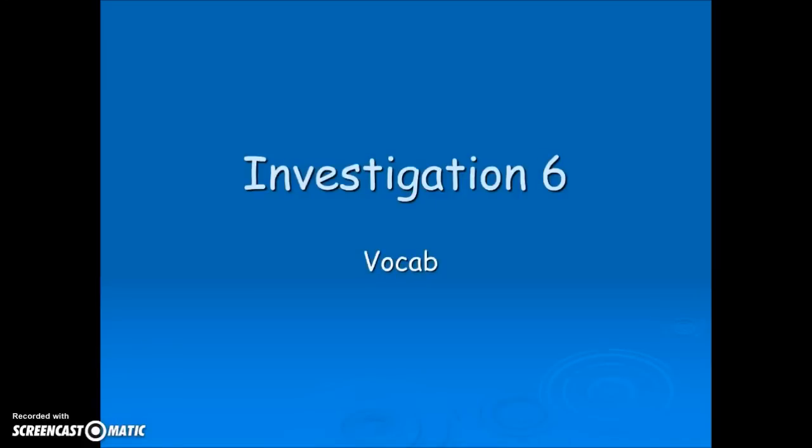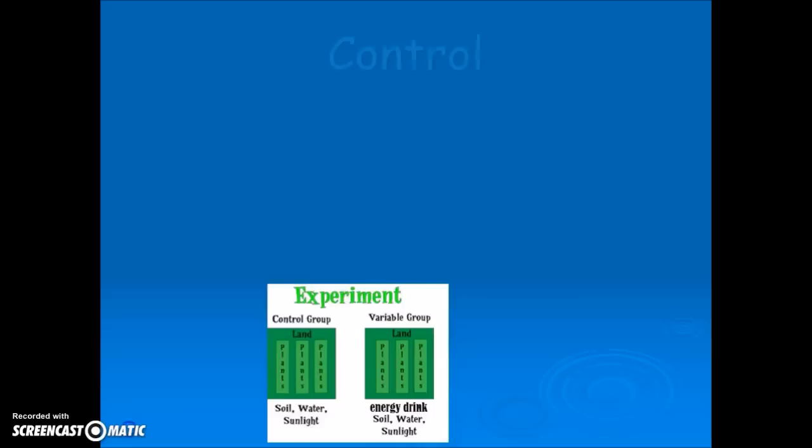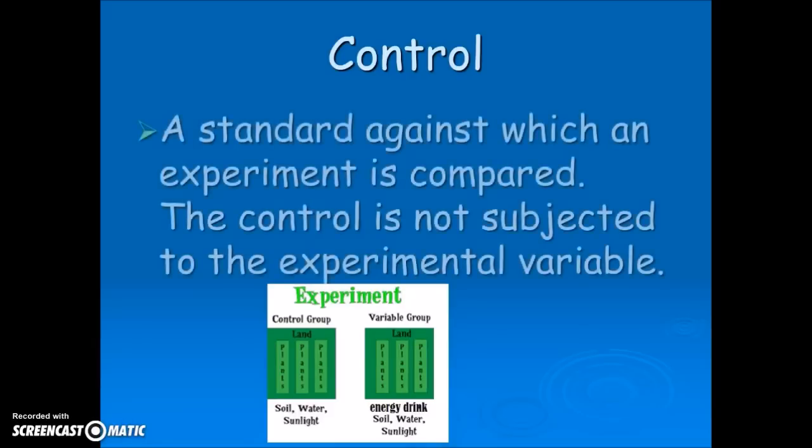This vocab is on plants. So we're going to start with reviewing the scientific method. And control, we're going to be running experiments in the classroom, and control is the standard against which an experiment is compared. So in other words, the control is not subjected to the experimental variable.